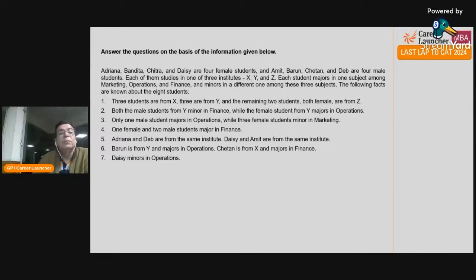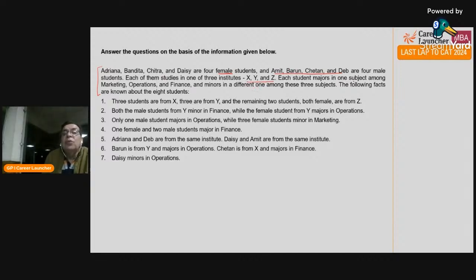Set number 4. Again, no graph, but short information, and statements are there, and these are short statements which are good. Adrena, Bandita, Chitra, and Daisy are 4 female students. Amit, Balman, Chetan, Dev are 4 male students. This is what I don't like: A, B, C, D, A, B, C, D. I wish they had given different alphabets. Each of them studies in one of the 3 institutes X, Y, Z.